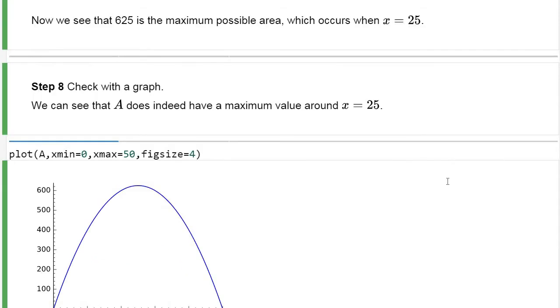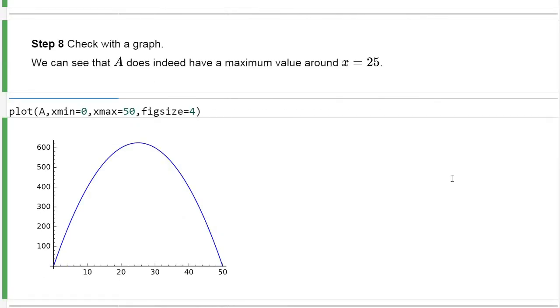I'm going to go ahead and check my work with a graph. I'm going to graph the area function. And I can see it looks like somewhere around x equals 25 is where this area reaches a peak. Now, this graph does not check whether or not you set up the area function correctly. This is only checking to see if you found the max correctly. So make sure this area function is right to begin with.